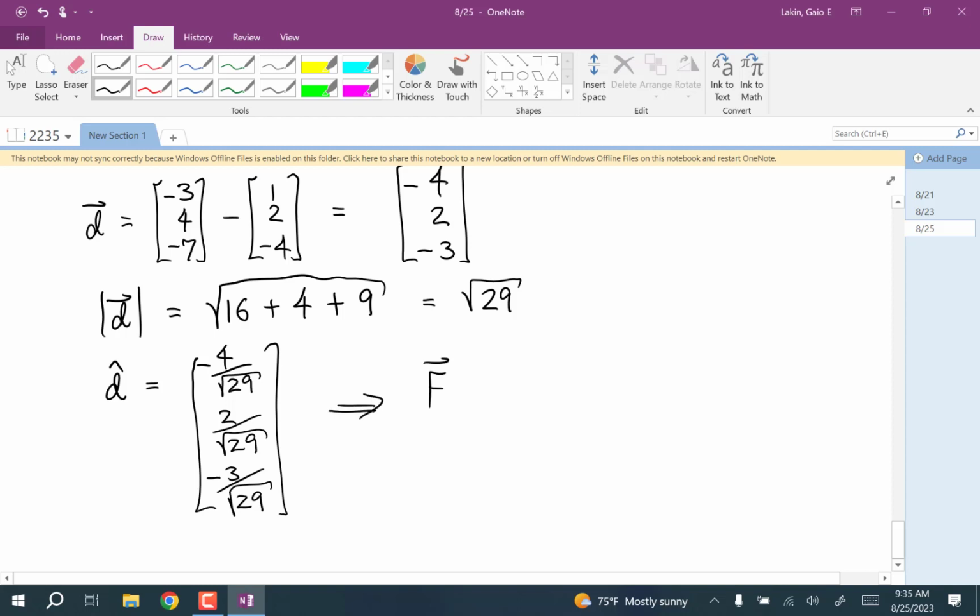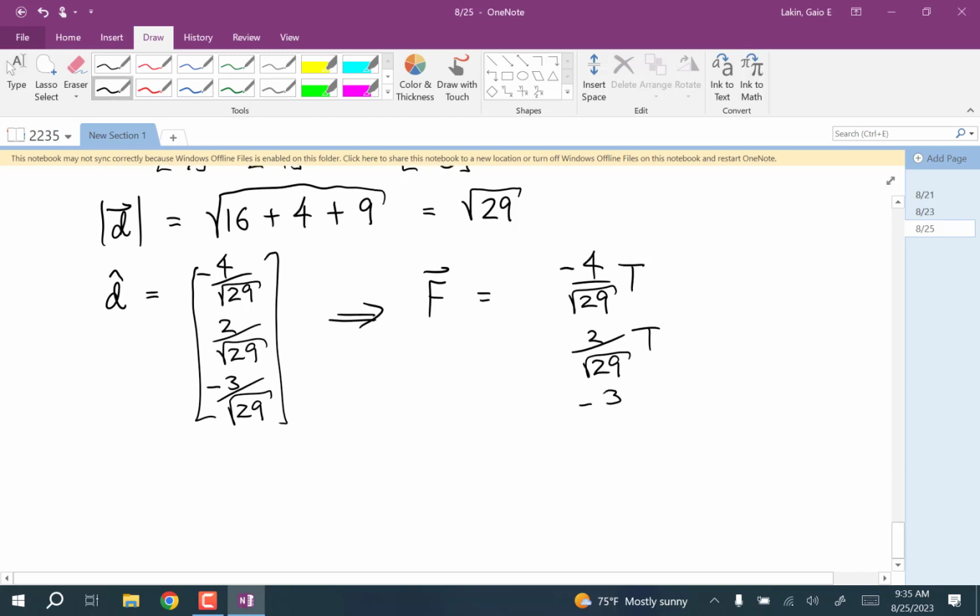And so then the force vector is, did anyone get decimals for this? Can you tell me what these decimals are? No? Okay. Well, I'll just write it like this. So -4 over root 29 times t, 2 over root 29 times t, and -3 over root 29 times t. And that's the force vector. Do you still want the decimals? Nah. But it was good practice. It made you a better person doing it. Any questions about that?